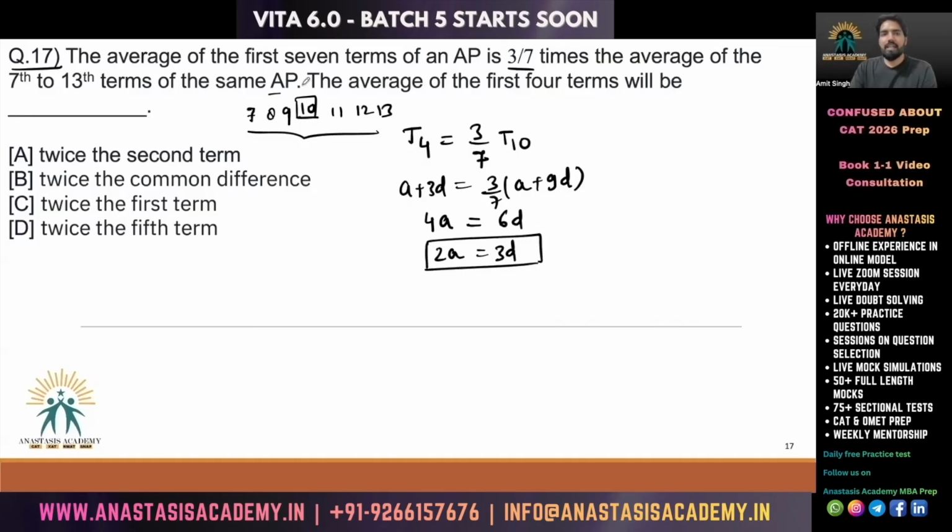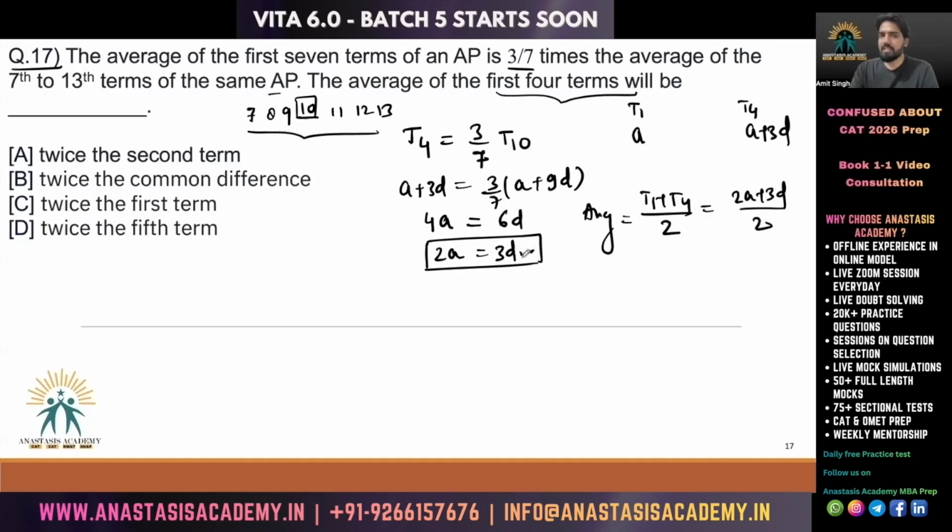Now, the average of first 4 terms would be, A would be the first term and the fourth term would be A plus 3D. So average of these first, this is T1, this is T4. So average of first 4 terms would be T1 plus T4 by 2, first term plus last term by 2. This would be the average, right? And this would be 2A plus 3D by 2.